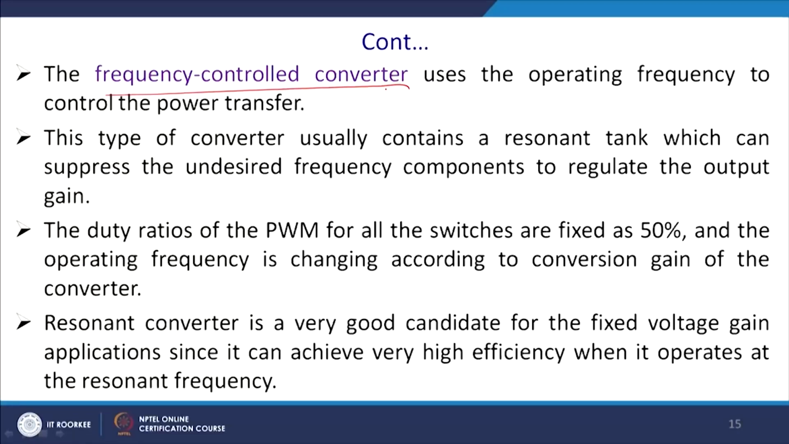This type of converter usually contains a resonant tank which can suppress the undesirable frequency component to regulate the power gain or output gain. The duty ratio of the PWM for all the switches is fixed around 50 percent, and the operating frequency is changing according to the conversion gain of the converter.